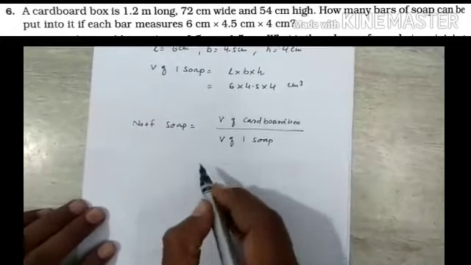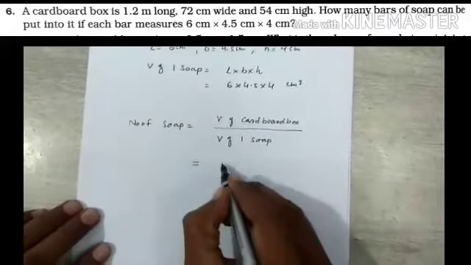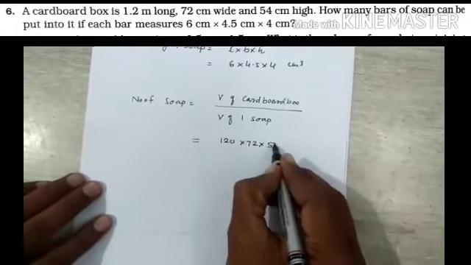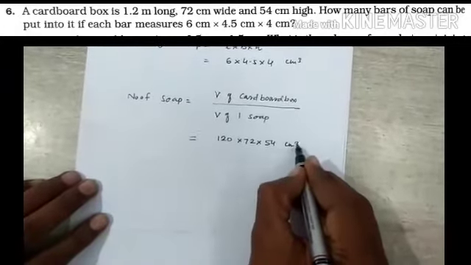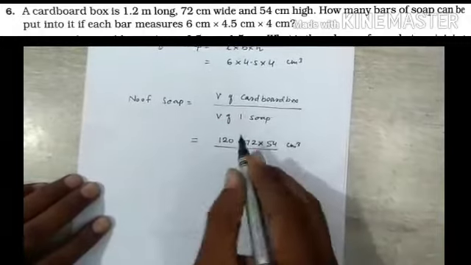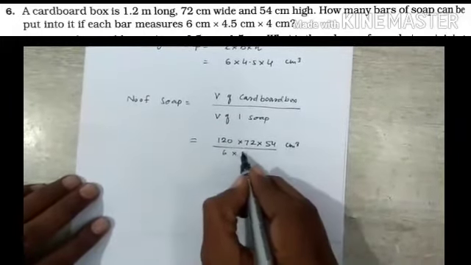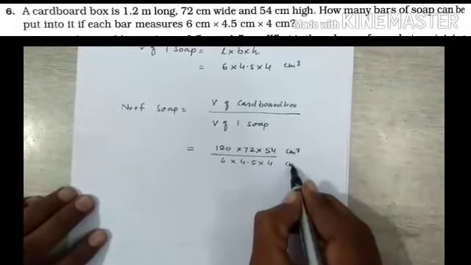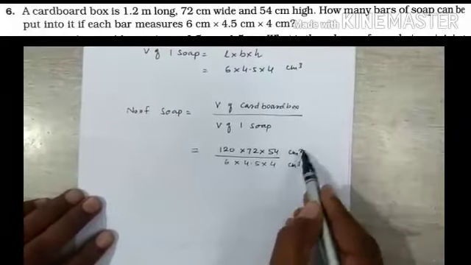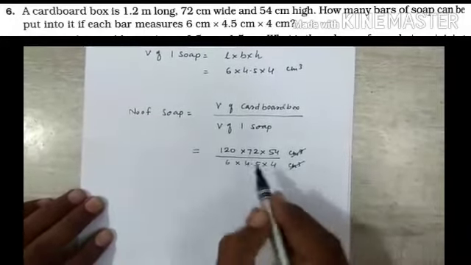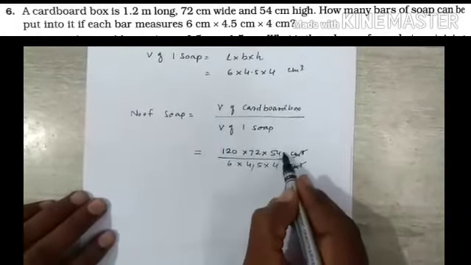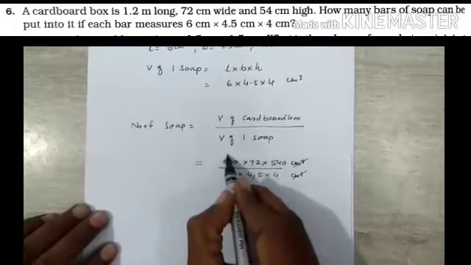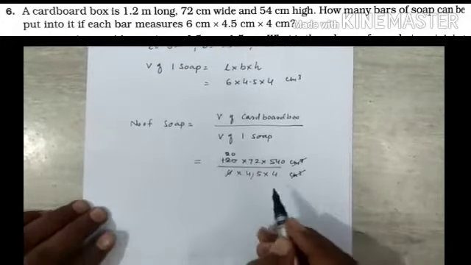The volume of cardboard box is given 120 into 72 into 54 cube centimeter. Volume of one soap is also given as 6 into 4.5 into 4 cube centimeter. Now divide cube centimeter by cube centimeter. Remove this point, it will come here 0. 6 1 is 6, 6 2 is 12, 0.